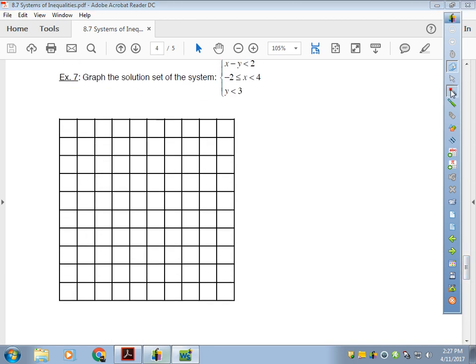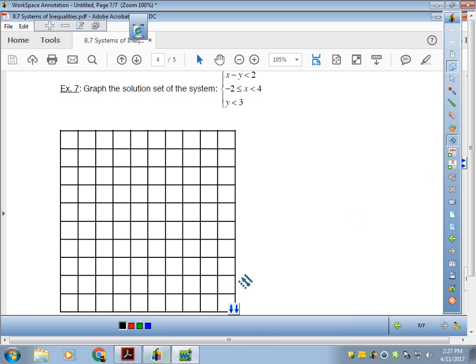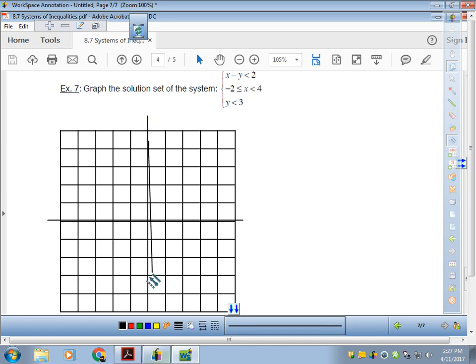Alright, let's look at example 7. So this one we actually have 3 inequalities. Our first one we have x minus y is less than 2. So that's x minus y is equal to 2. Add the y over, x equals y plus 2. Subtract the 2 over, y equals x minus 2.